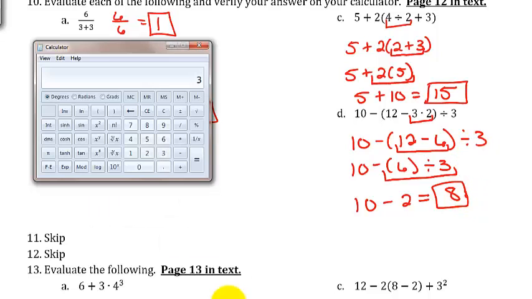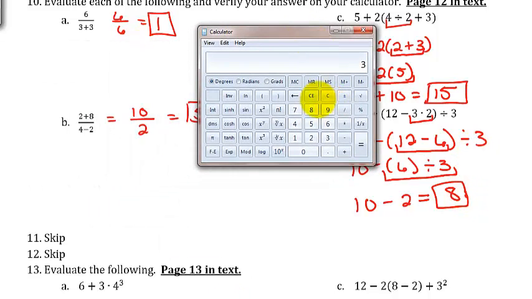And now let's just verify these with our calculator. And so the first one is 6 divided by, and you need to make sure you put that denominator in parentheses. So put the 3 plus 3 in parentheses, and then we get 1 just like we did by hand.